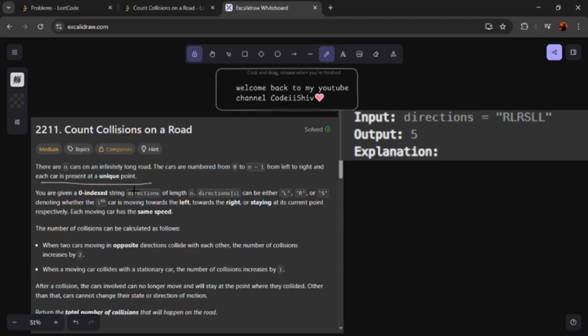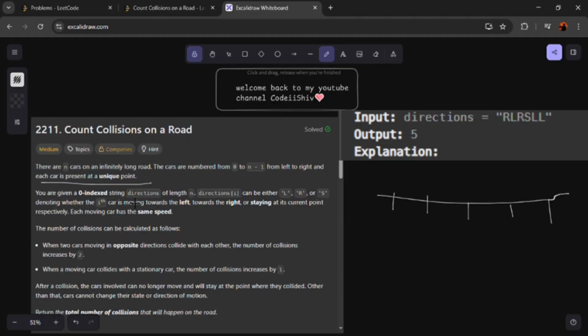Okay, means the question says that there is an infinitely long road, where n cars are standing. Okay, so let's read further.